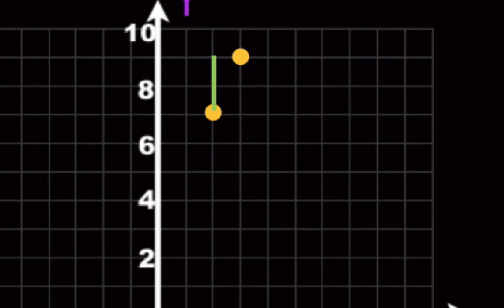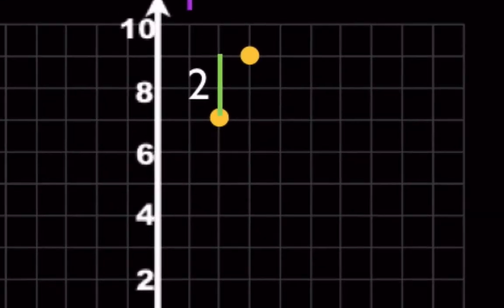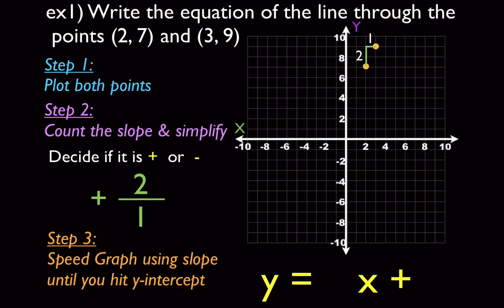Now we're going to count our little slope triangle here. It's 2 up, so a 2 goes on top of the fraction. And it's 1 over, so a 1 goes on the bottom. This is just like what we did in class with our determining the slope between 2 points practice. We're going to simplify that if we can. However, 2 over 1 can't be simplified, so my slope is 2.